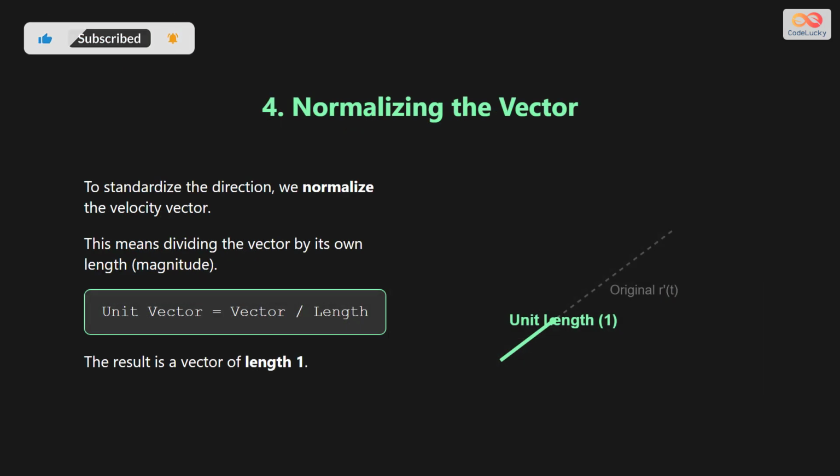To isolate the direction, we use a process called normalization. This simply means we divide the velocity vector by its own length. By doing this, we scale the vector so that its new length is exactly 1 unit.